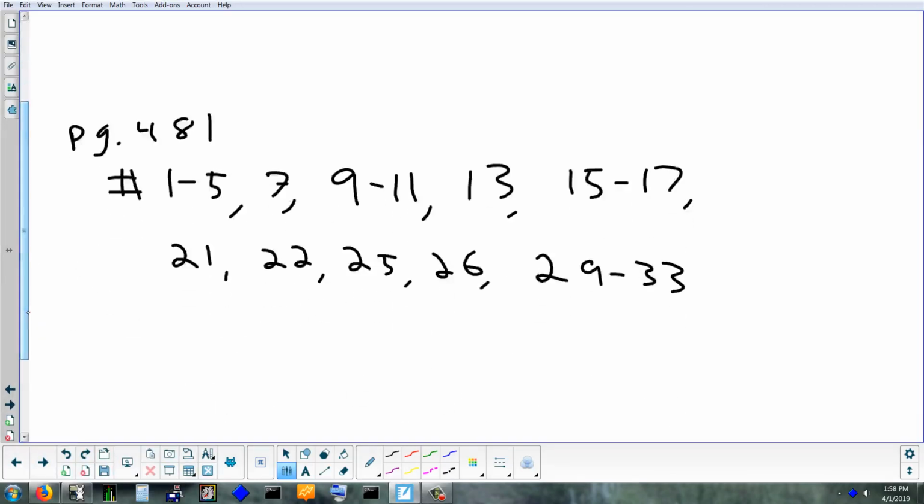Okay, so that's the homework for tonight on 481. We'll take a look at that tomorrow, and then we'll look at section 9.2.